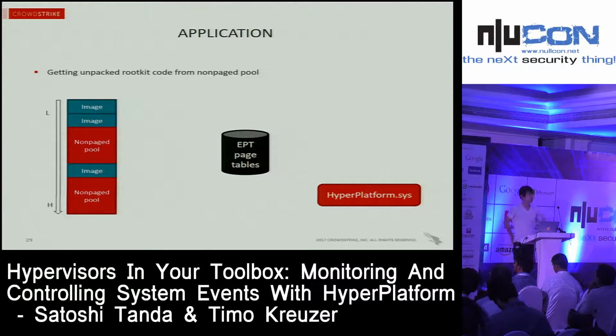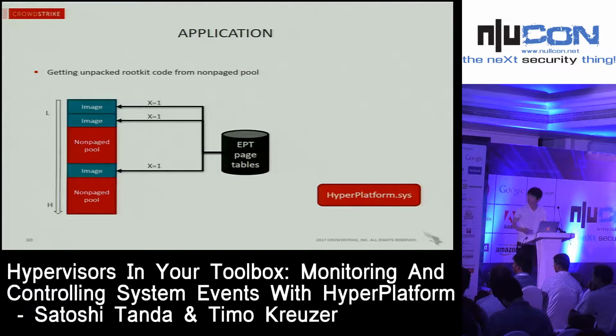So one more interesting usage of EPT, an example usage for security research, is monitoring the execution of non-paged pool. Non-paged pool is memory, like heap in user mode. So this is just memory. The left side of this chart is an imaginary kernel address space. Some pages are backed by image files, which are driver files, and some pages are backed by just memory. So it's not backed by any driver files.